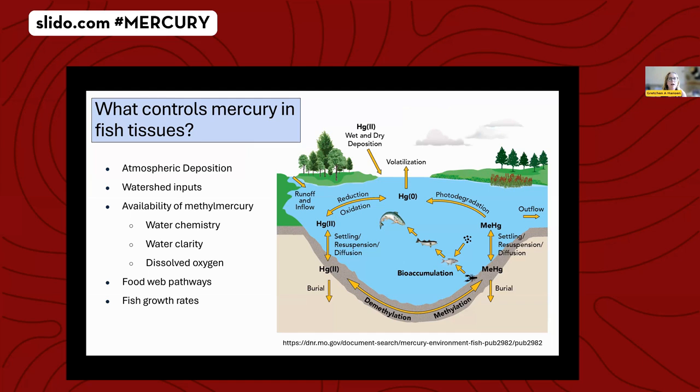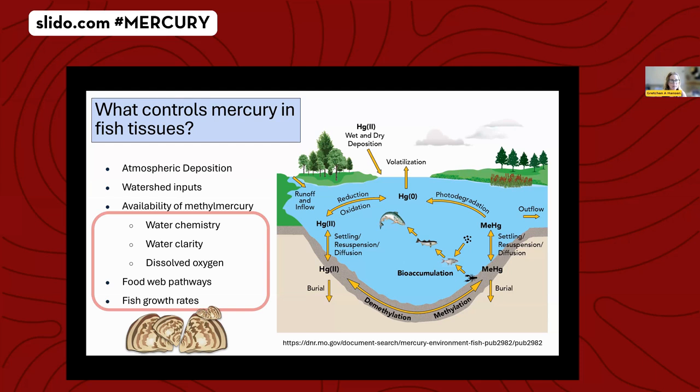But I just want to point out that there are a large number of factors influencing how much mercury is in a lake in the first place, how much of that mercury is available to fish to take up into their tissues, and then how fast and how much that accumulates over time. And so there's a lot of variability in the results that we see in a lot of these studies because there's so much going on in terms of what's happening in the watershed, what's happening in the lake, and what's happening with the fish that influences how much mercury ends up in fish.